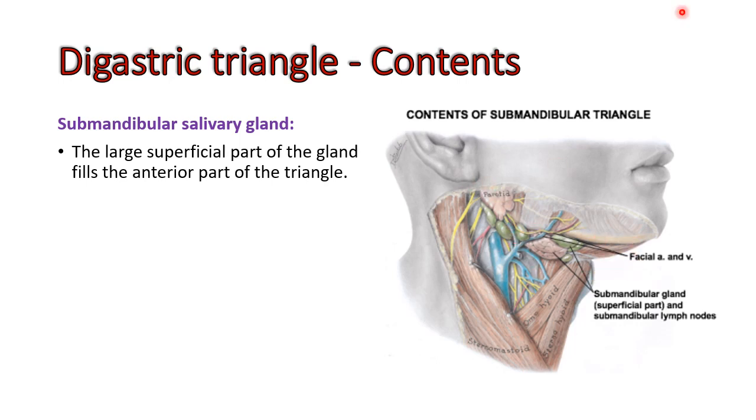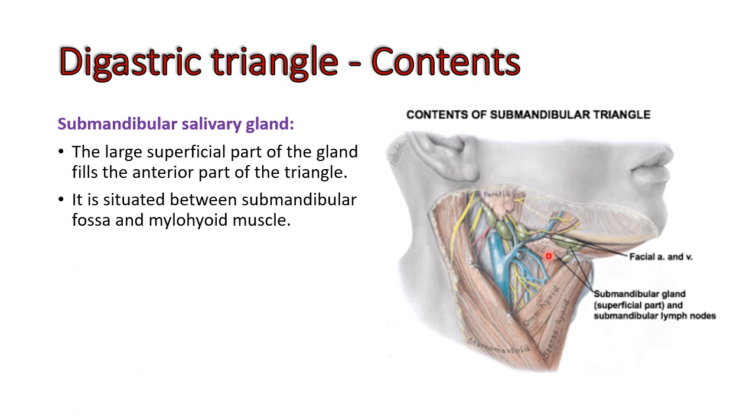In the digastric triangle, you come across the large superficial part of the submandibular salivary gland. The deep part is deeper to the mylohyoid muscle. The mylohyoid muscle divides the gland into superficial and deep parts. So we'll speak about the submandibular gland in a separate session.